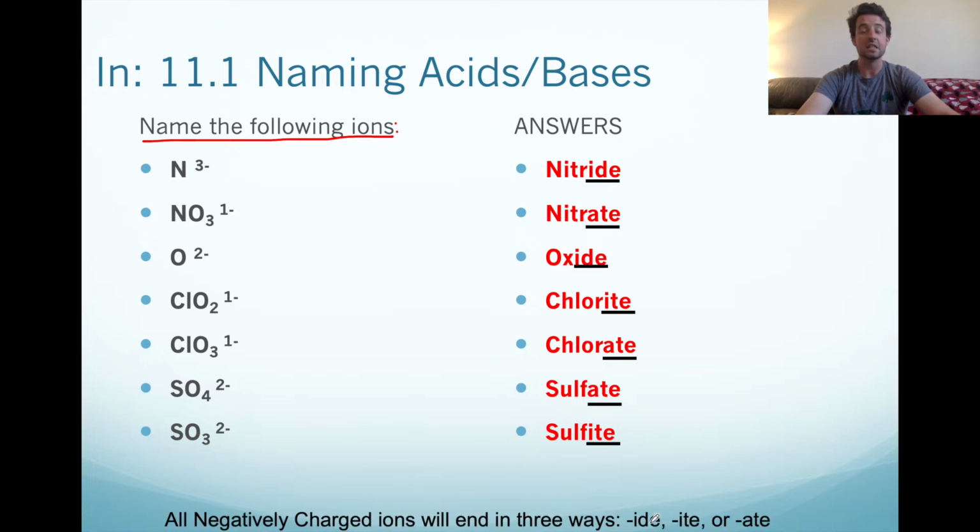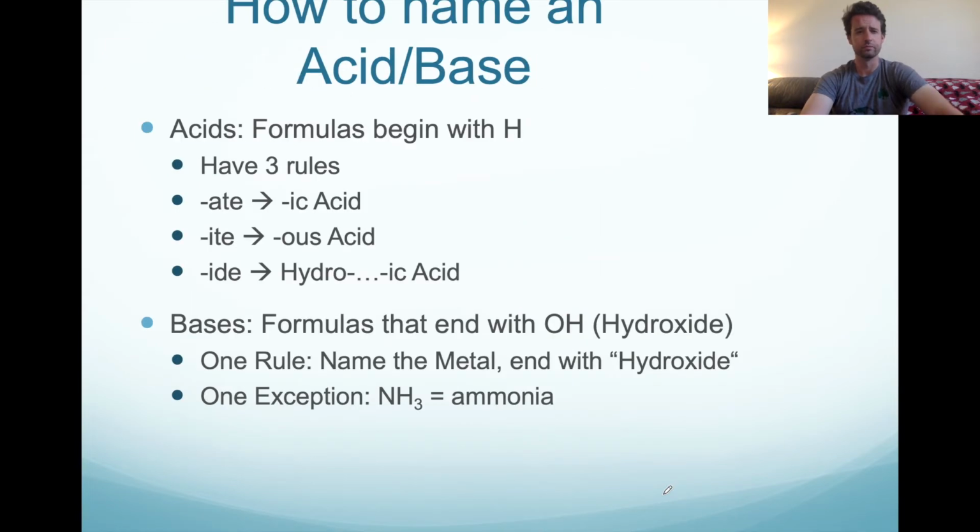You've got IDE as one ending. ATE is another ending, like nitrate or chlorate or sulfate. And then the other ending you'll see is ITE, like sulfite or chlorite. It turns out that all negatively charged ions have those three endings: either IDE, ATE, or ITE. So moving on to the next slide.